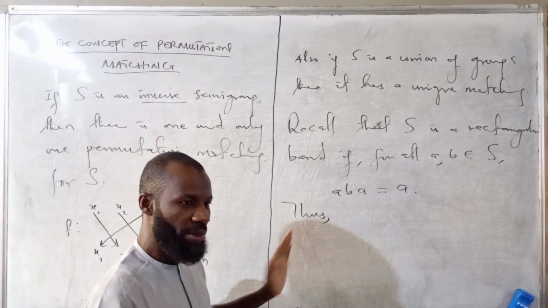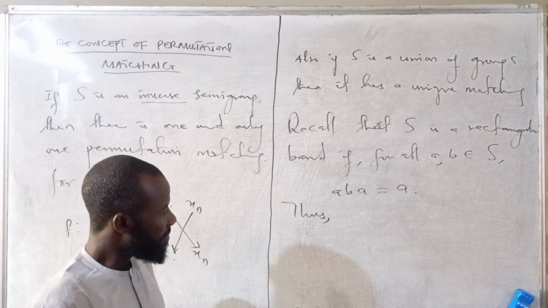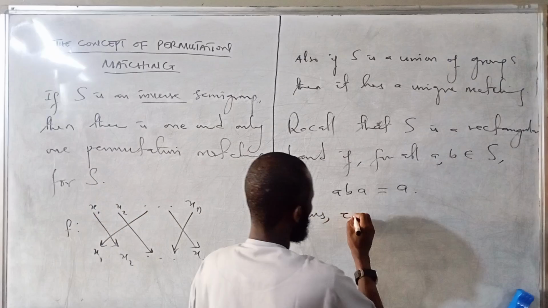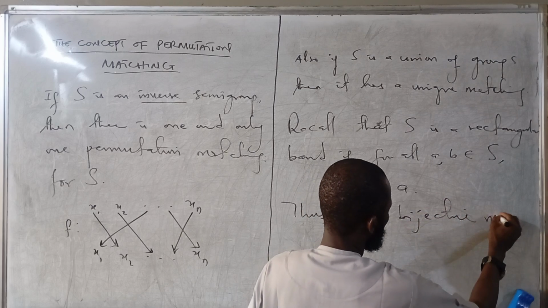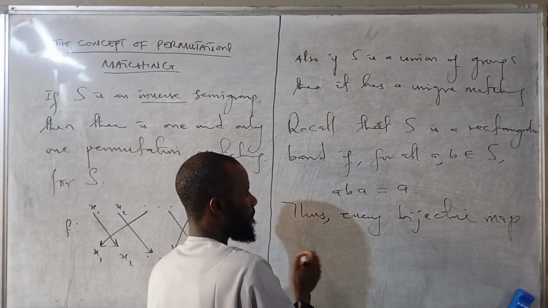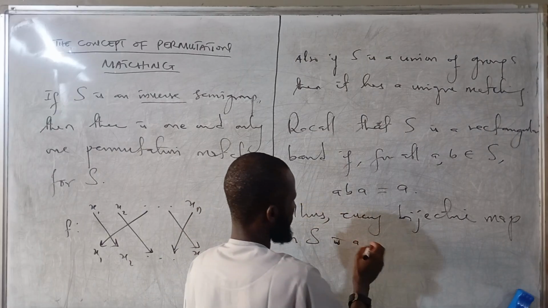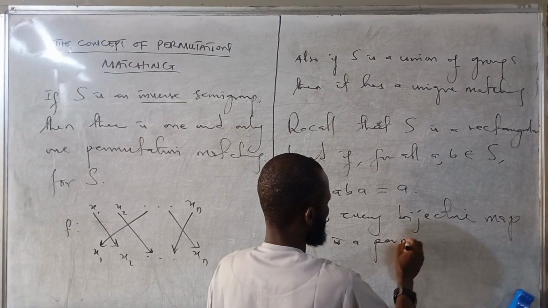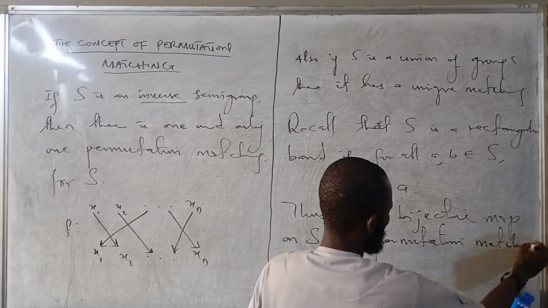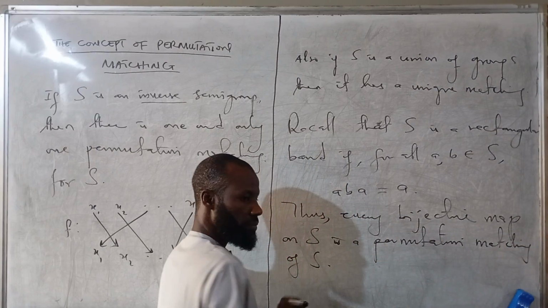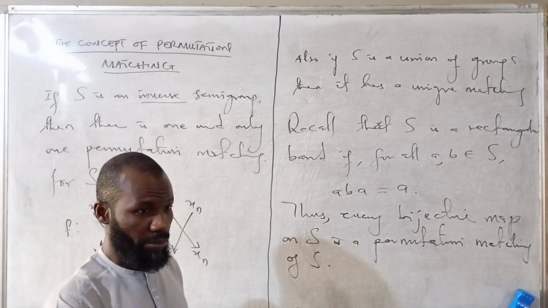So that means all the bijections from the semigroup to itself are what? Permutation matchings. Yeah, because every bijective map on S, defined on the semigroup, is a permutation matching of S. Did you understand what I'm talking about? Yes. That is, whatever bijective map you pick.